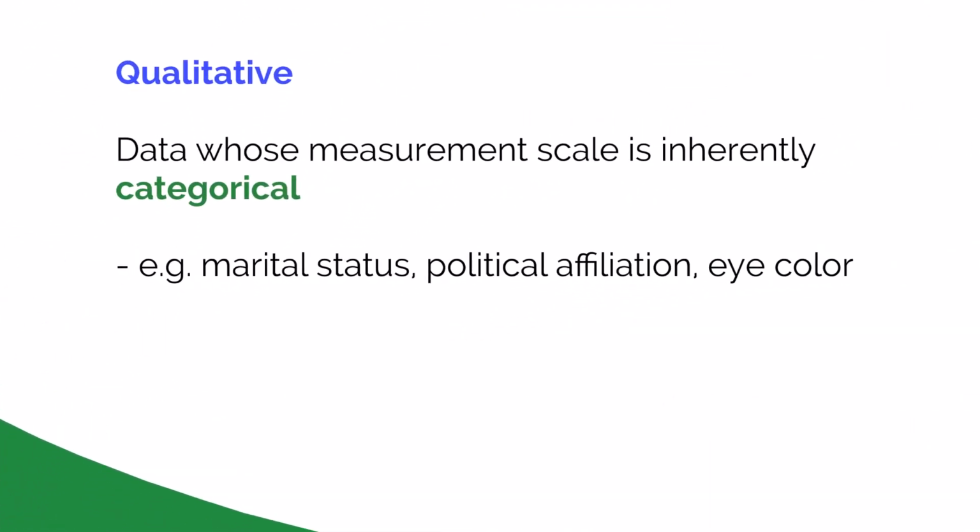Qualitative data is when the measurement scale is inherently categorical. Some categorical examples would be marital status, like married, single, or divorced. Other categories include political affiliation, like Democratic or Republican or Independent, or even eye color, like brown, black, blue, green, and so on. Qualitative data are not typically numbers, but you do have to be careful here. Some qualitative data elements could be represented as a number. For example, zip codes are represented in numerical form, but these are considered a qualitative variable.